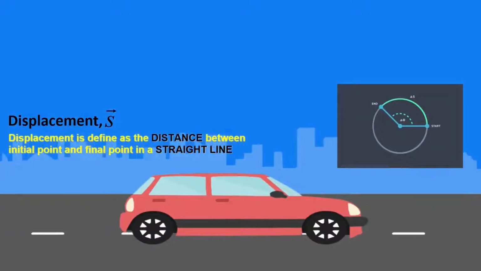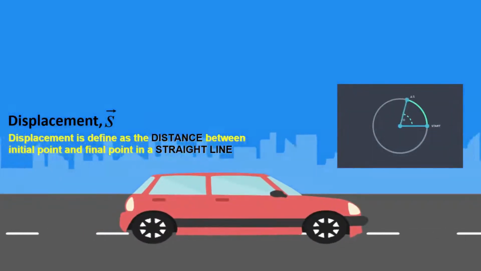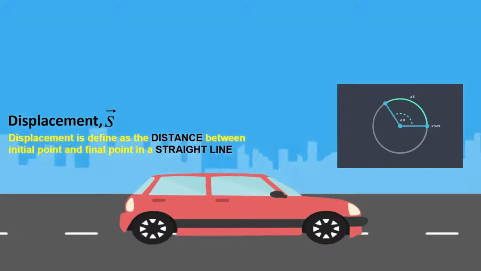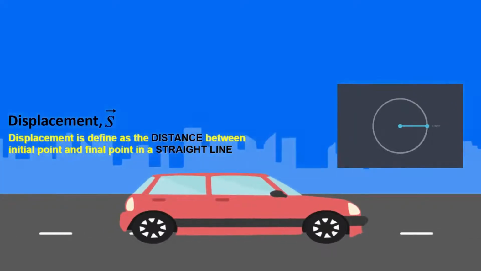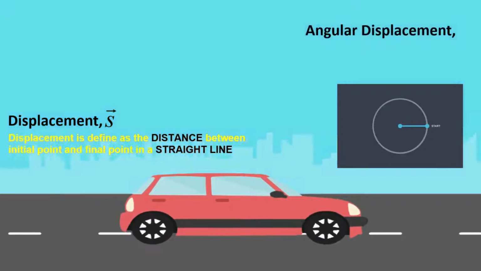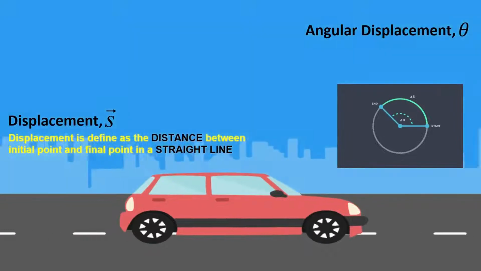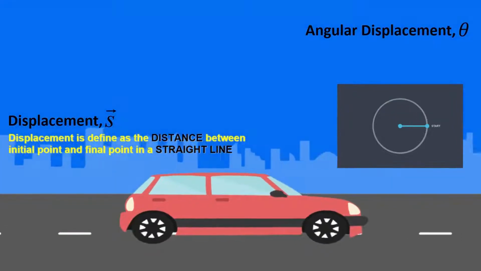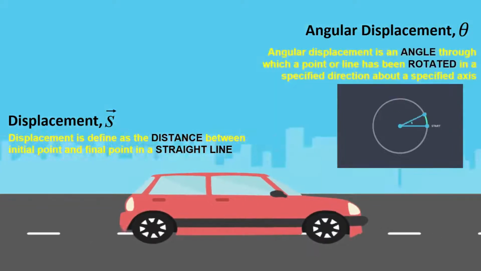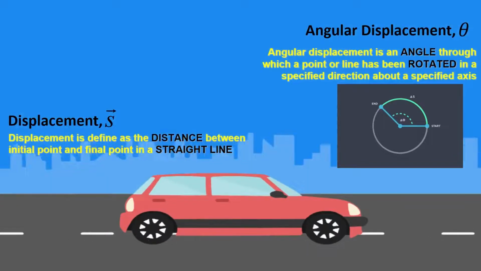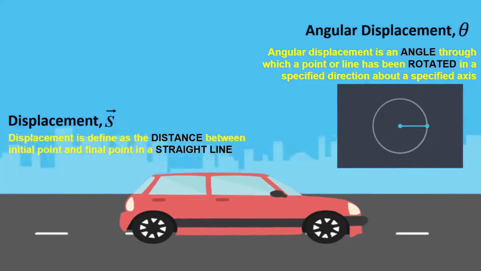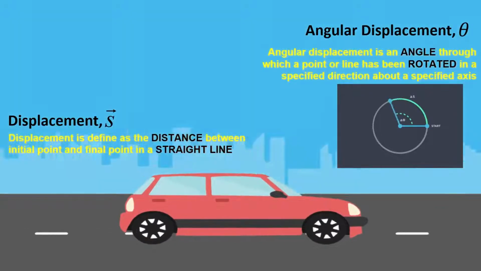In rotational motion, when the object rotates from one point to another point, it also has displacement, but we represent it as theta, which is called angular displacement, theta. So, we define the angular displacement theta as an angle through which a point or line has been rotated in a specified direction about a specified axis.